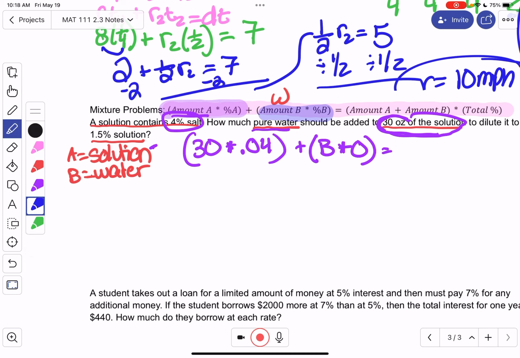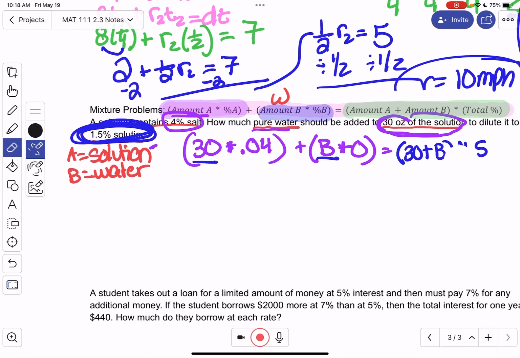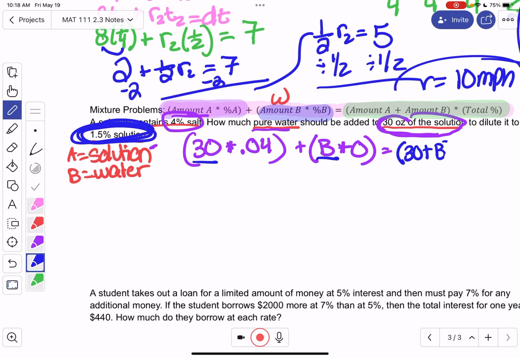Then we go over to our amount A plus amount B. Well, if our amount A was 30 and our amount B was B, combining those would be 30 plus B. And then the total percent would be what we want it to be. So 1.5%, move the decimal point twice, we get 0.015. Now we just solve for B.